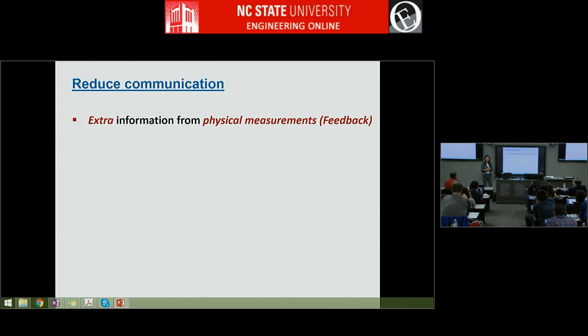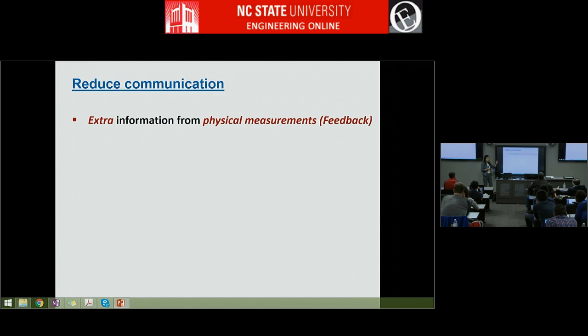The first tool we think about, since it's a physical system, comes from control theory. Control people always talk about state feedback control, closed loop control. How about we don't communicate? Since I can measure some physical measurement, is it possible for me to just extract the information from the measurement instead of communication from others? So that's the first tool: using some control idea, do the state feedback control.